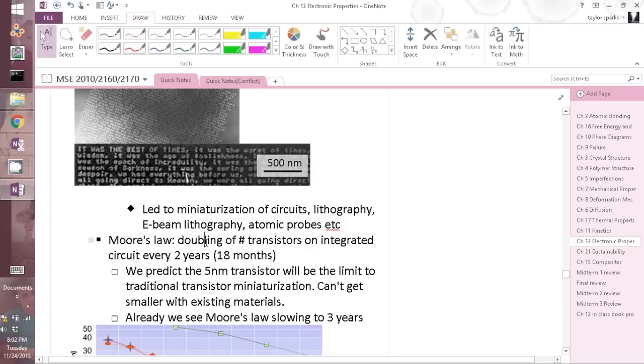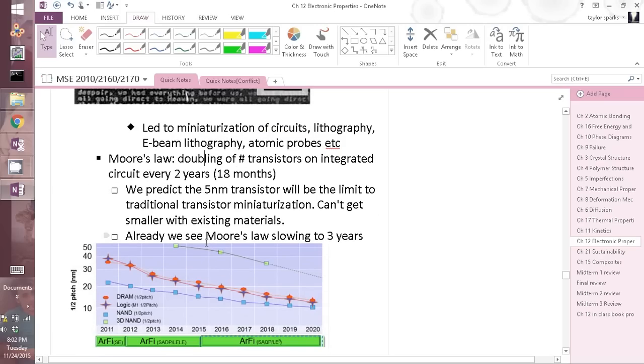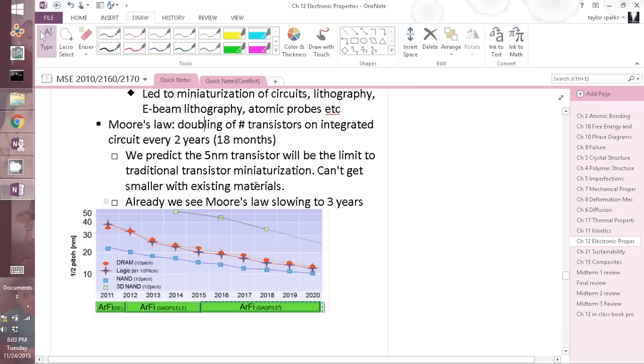There's a concept called Moore's Law, which says we're going to keep on making things smaller and smaller and faster and less and less expensive. The general rule said that there would be a doubling of the number of transistors on an integrated circuit every 2 years. Now we predict that the 5 nanometer transistor will probably be the limit to traditional transistor miniaturization, that we cannot get smaller with existing materials. And because of that, Moore's Law, which has held for so long, is actually already starting to slow down.